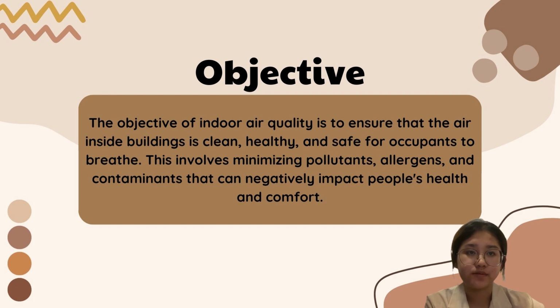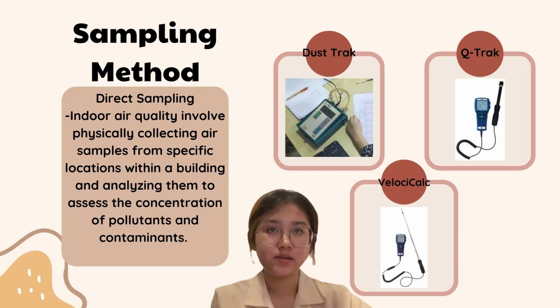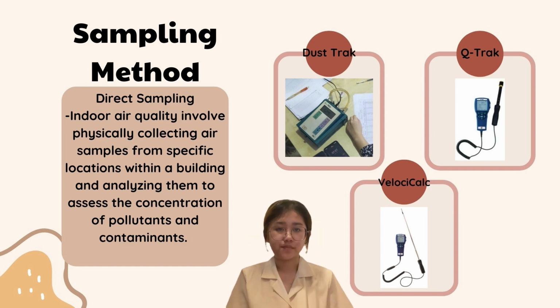To achieve this objective, there are a few steps that need to be followed. Next, the sampling method that we use is direct sampling. Indoor air quality involves physically collecting air samples from specific locations within a building and analyzing them to assess the concentration of pollutants and contaminants. The equipment that we use is dust track, Q-track and VelociCalc.